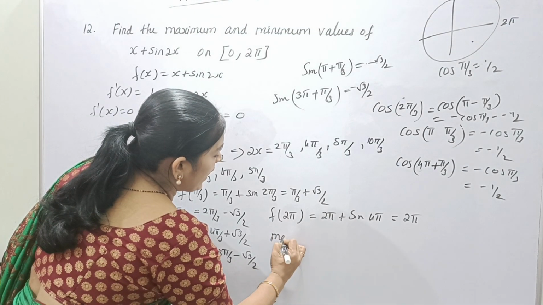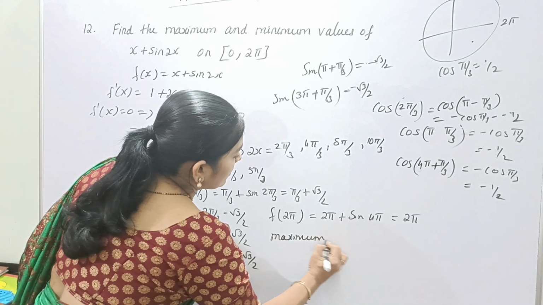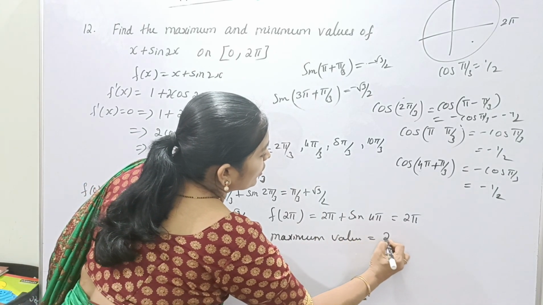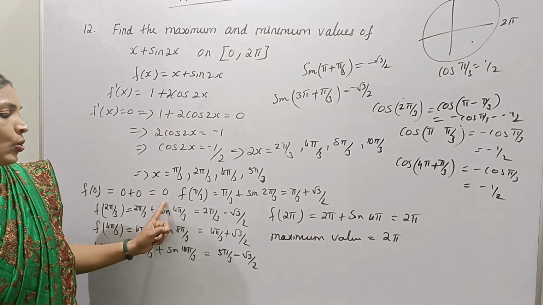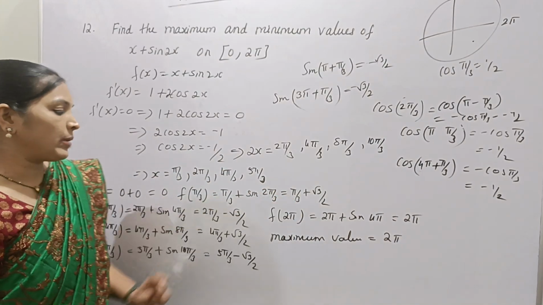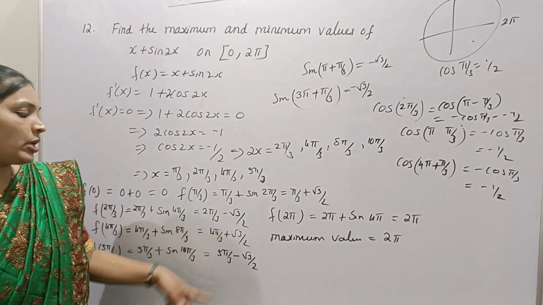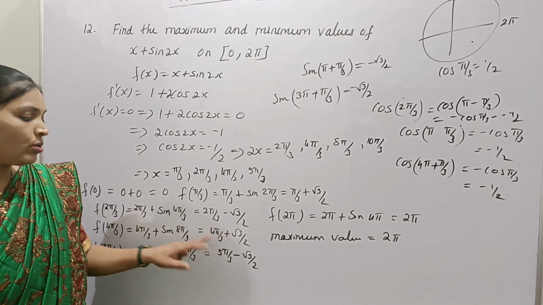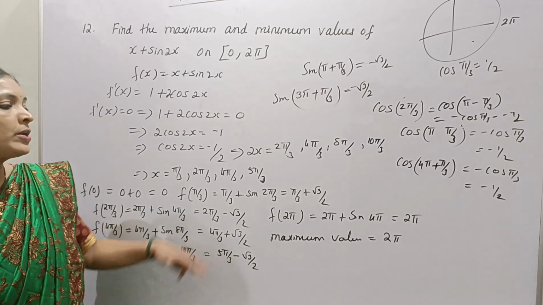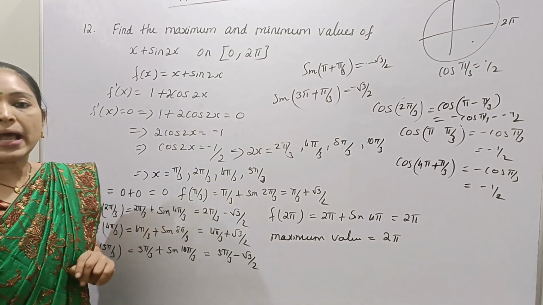Therefore, the maximum value is equal to 2 pi. That is the maximum of 0, pi by 3 plus root 3 by 2, 2 pi by 3 minus root 3 by 2, 4 pi by 3 plus root 3 by 2, and 5 pi by 3 minus root 3 by 2. So 2 pi is the maximum.